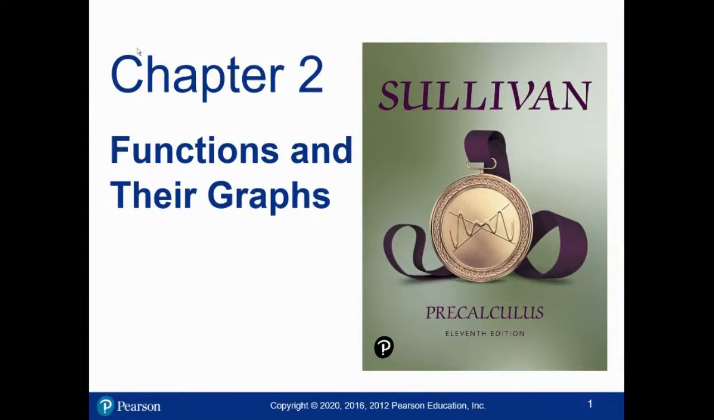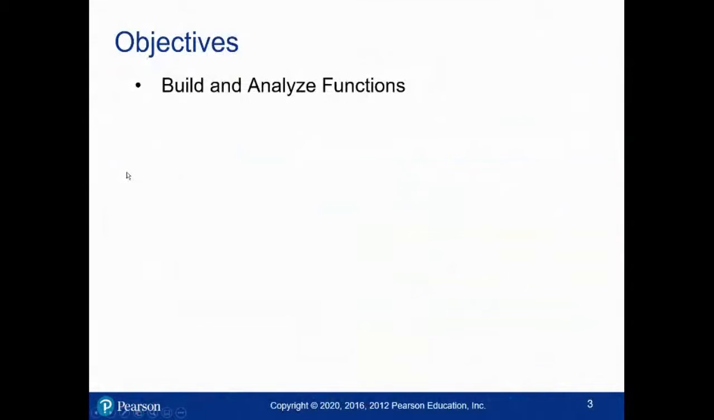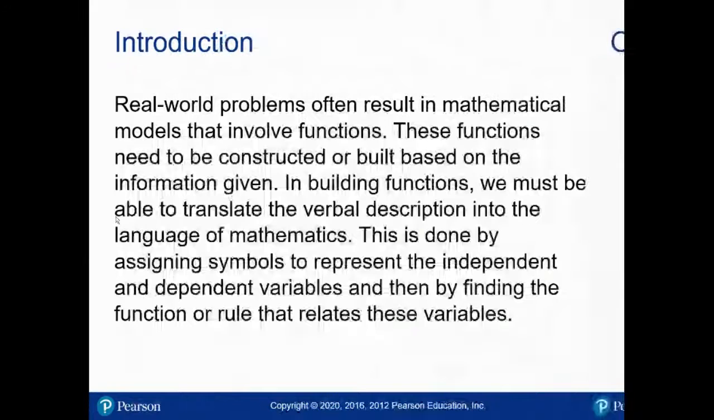All right, continuing in chapter 2, let's get to this last section where we're going to do what's called modeling using functions to represent plausible real-world scenarios. And the techniques we've learned in this section will help us answer questions about those scenarios. So the objectives are to build and analyze functions. I mean, that's basically it. Really, we're just going to do several examples. This first video, we'll just do one example, and then the 2 more examples in the next one.